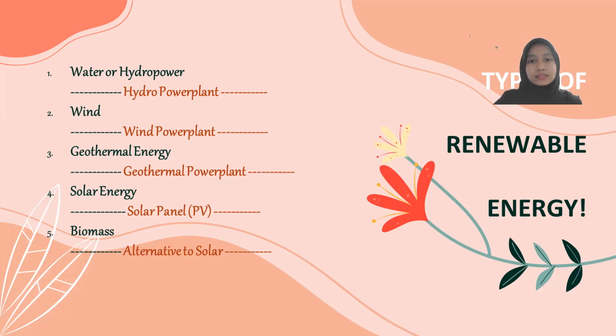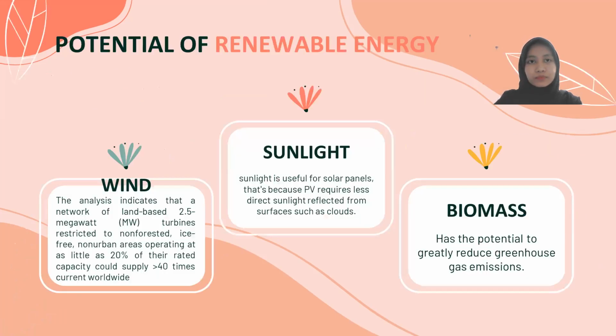And next is potential of renewable energy. The first is wind. Regarding the potential of wind, the analysis indicates that a network of land-based 2.5 megawatt turbines restricted to non-forest, ice-free, non-urban areas, operating at as little as 20% of their net capacity, could supply greater than 14 times current worldwide demand.